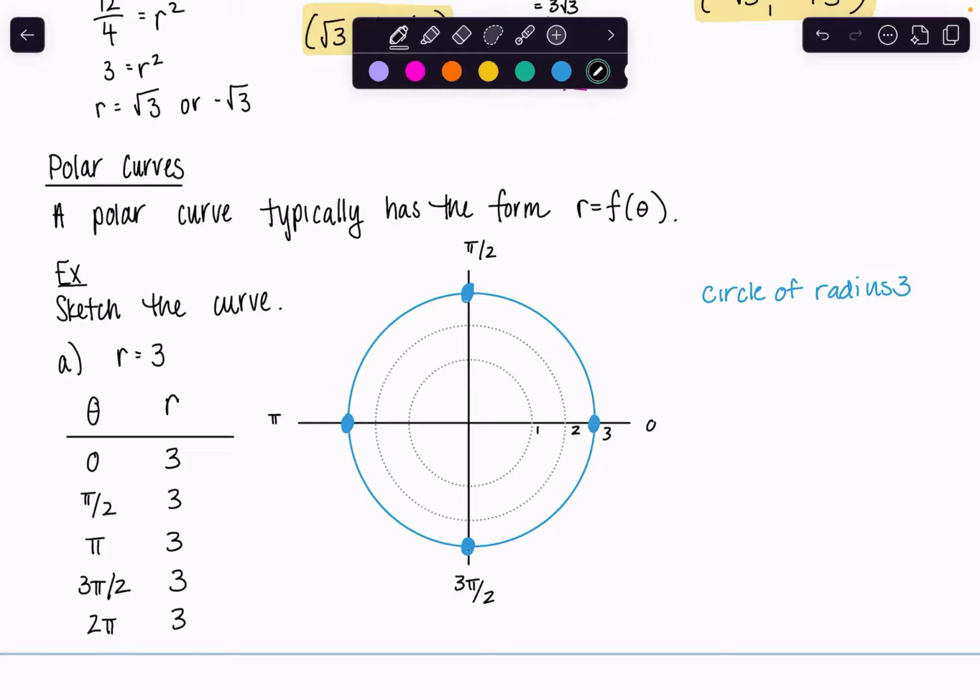So we can definitely connect this to our equation in Cartesian for a circle of radius 3. Well, if r is equal to 3, then r squared is equal to 3 squared. R squared, however, is x squared plus y squared. And so you get exactly a circle centered at 0, 0 with a radius of 3. Okay?